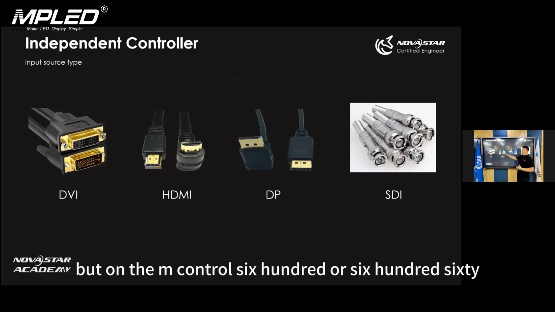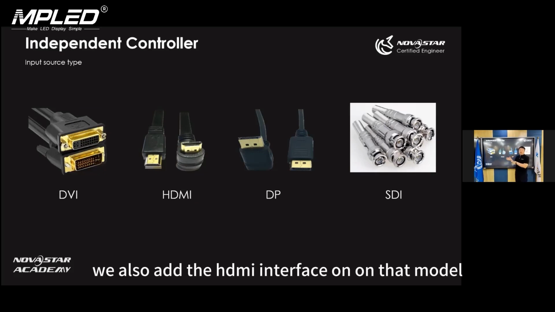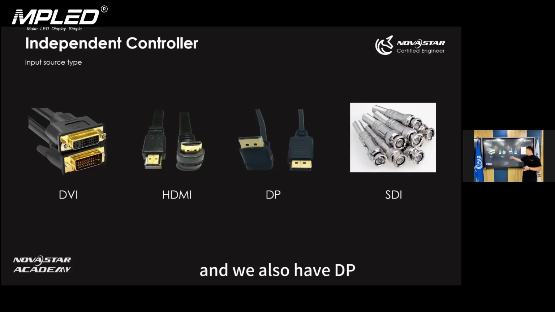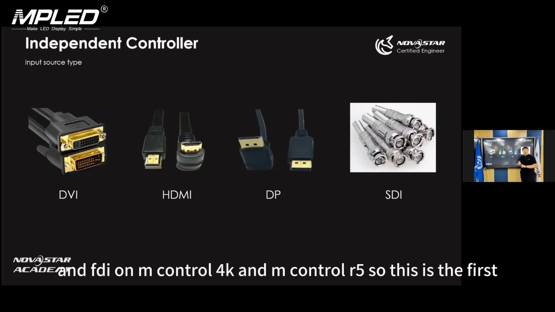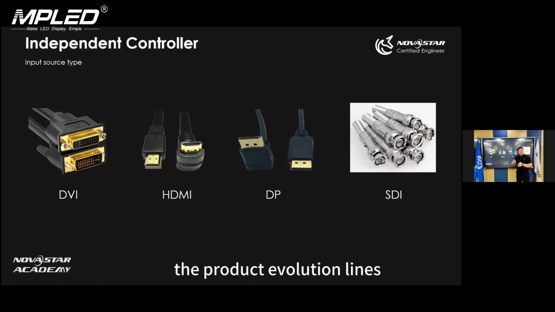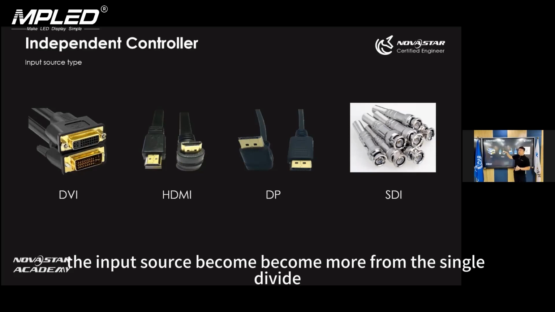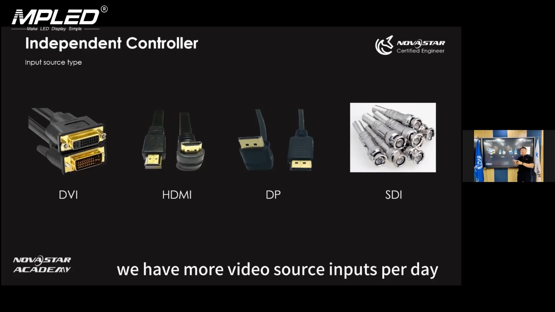But on the M Control 600 or 660, we also add the HDMI interface on that module. And we also have some DP and SDI on M Control 4K and M Control R5. So this is the product evolution line. The input sources become more. From the single link DVI, we have more video source inputs supported.